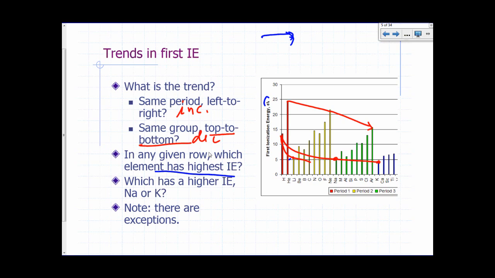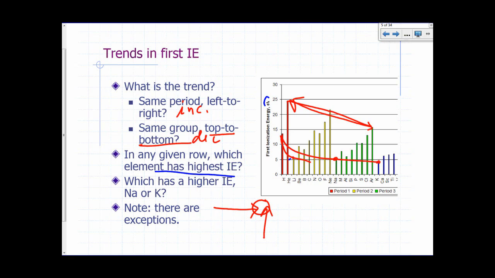Or another way you can look at it, you can say it's increasing towards helium, increasing bottom to top, increasing left to right. So the top right corner of your periodic table, the atoms there would have the highest ionization energy.